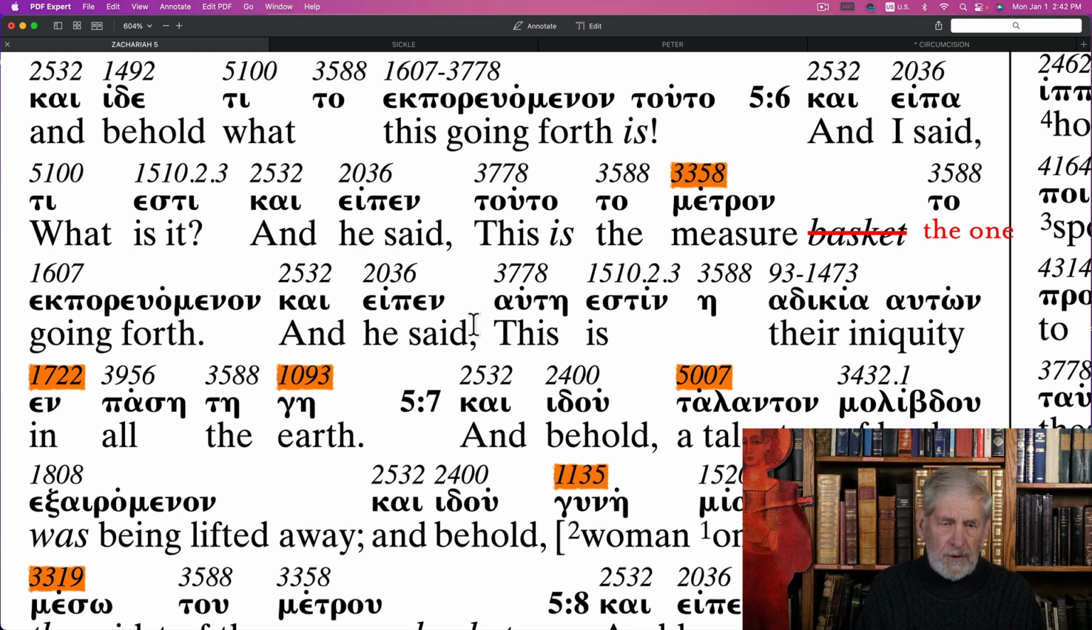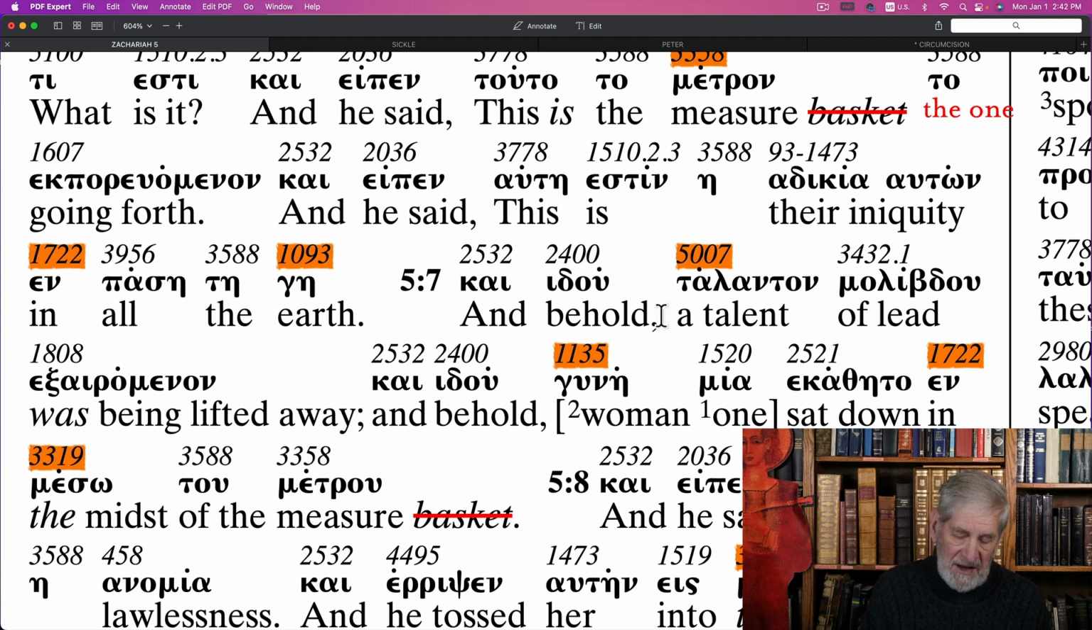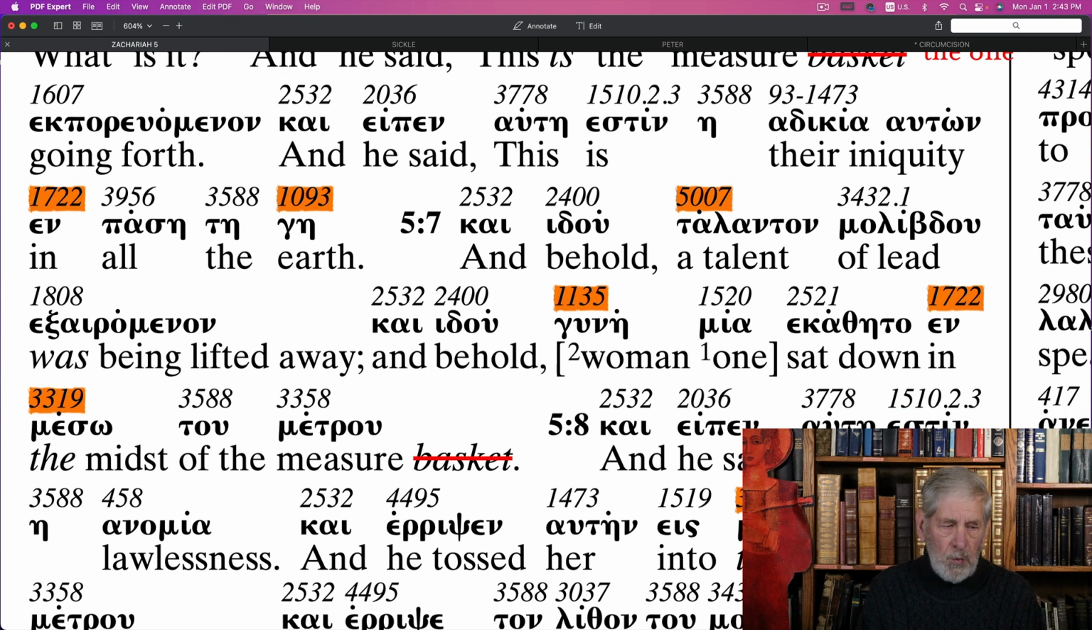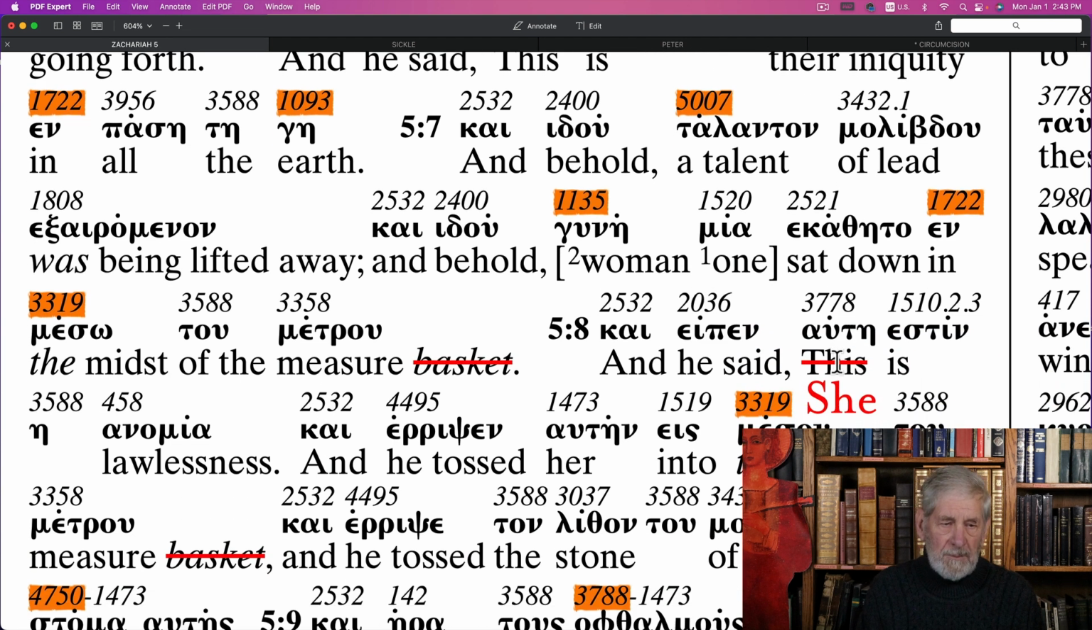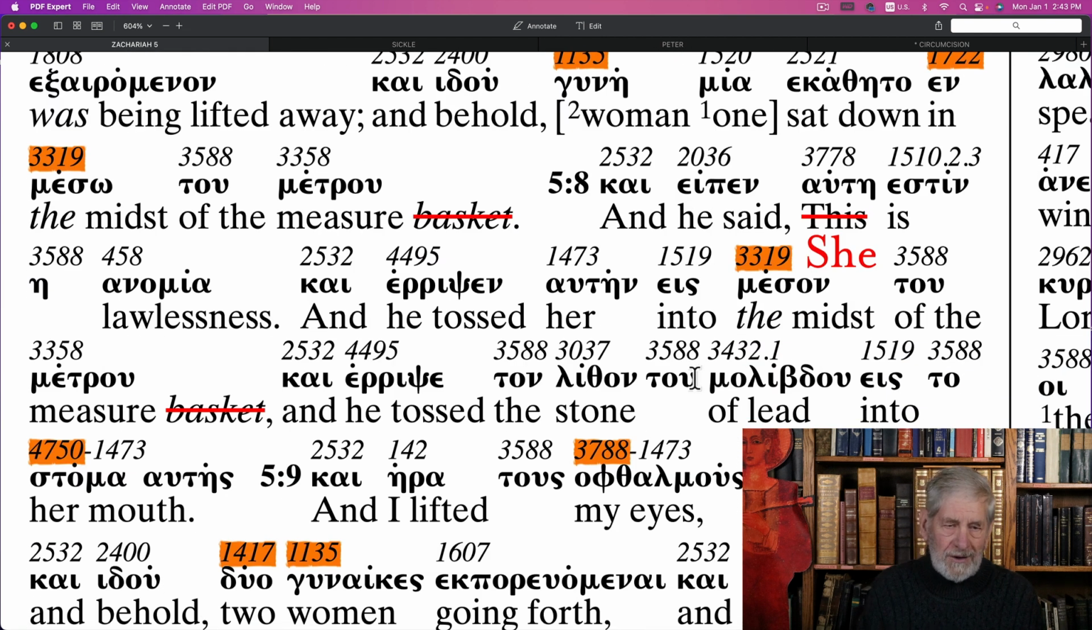So the measure goes forth. And he said, This is their iniquity. So it could be not a physical measure, but some type of a measurement in all the earth. Iniquity is what it's all about. Sin, just like the first part with the sickle. And behold, a talent of lead was being lifted away. And a talent of lead, the sin heavy. And behold, one woman sat down in the midst of the measure. And we're told that this woman was later here as lawlessness. And it says, and he said, right here it is, she is lawlessness.